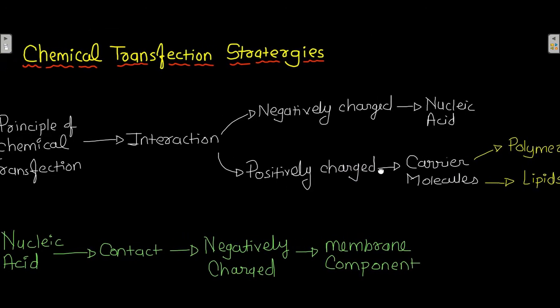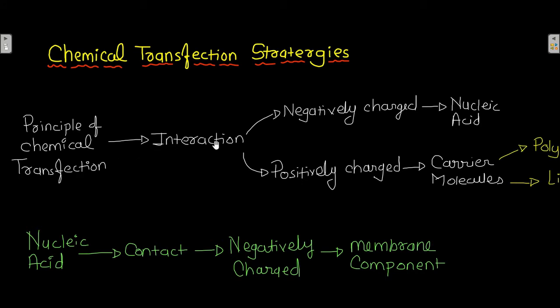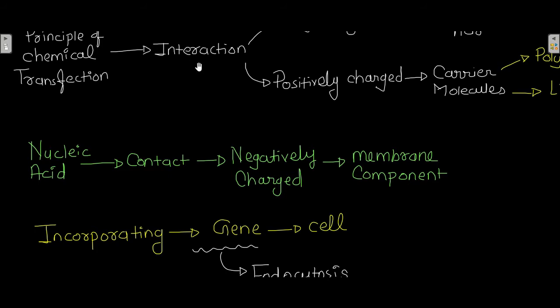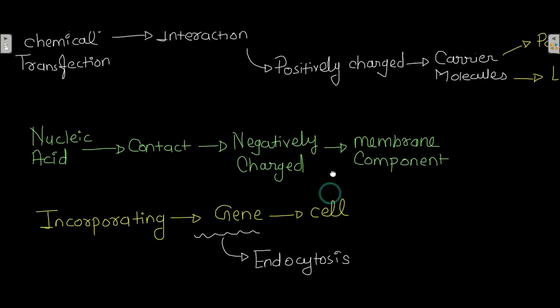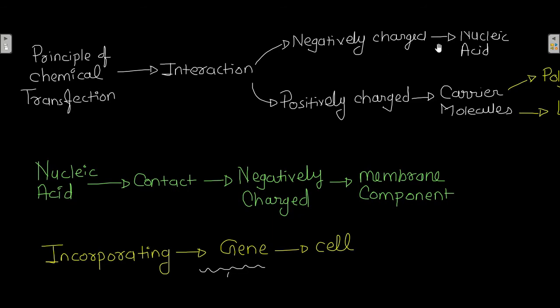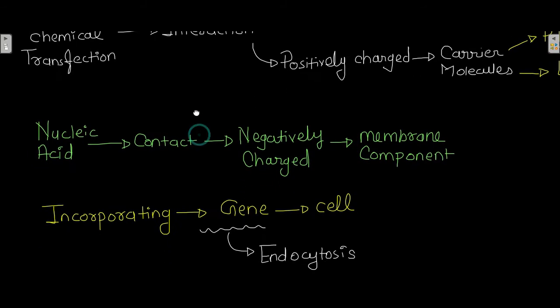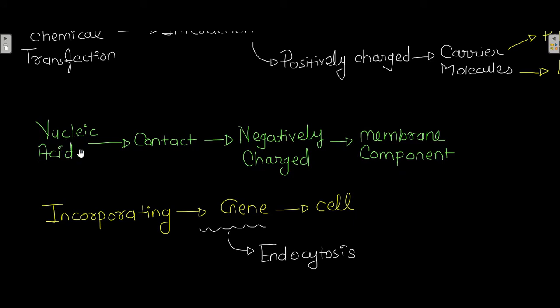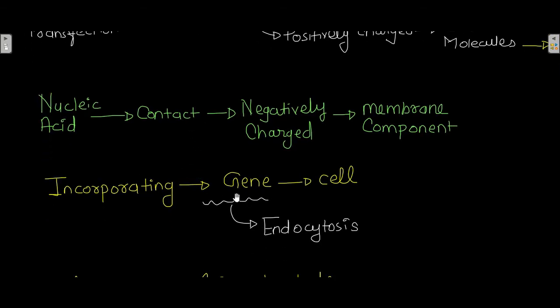Okay, in chemical transfection there is interaction between negatively charged nucleic acid and positively charged carrier molecules, and this interaction enables the nucleic acid to come in contact with the negatively charged membrane proteins, and that leads to incorporation of the gene into the cell by endocytosis. That is how chemical transfection occurs.